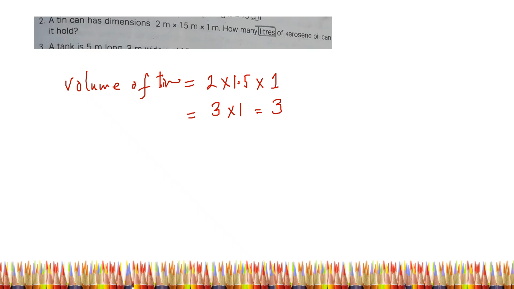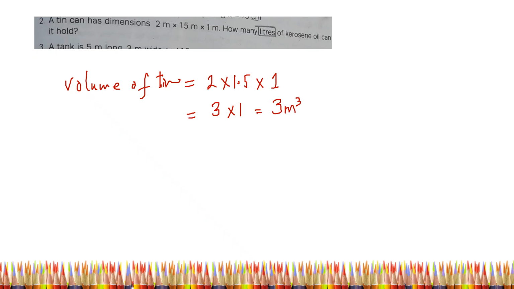Coming to question number 2, it is said that a tin has dimensions 2 meter, 1.5 meter by 1 meter. How many liters of kerosene oil can it hold? So simply we first need to find the volume of the tin. Look, the dimensions are different, that means it's in the shape of a cuboid, so that will be 2 multiplied by 1.5 multiplied by 1. Now 2 multiplied by 1.5 is 3, right? And 3 multiplied by 1 is 3, so it will be 3 meter cube.